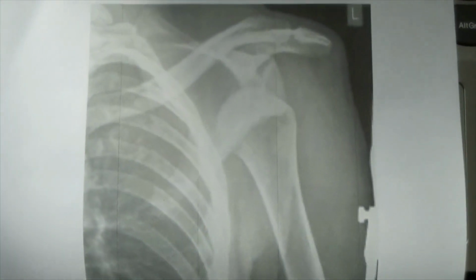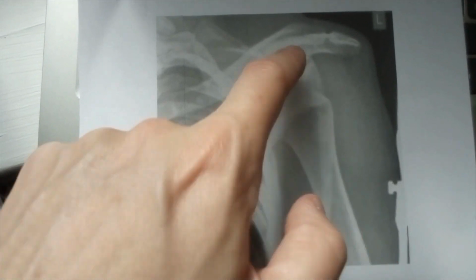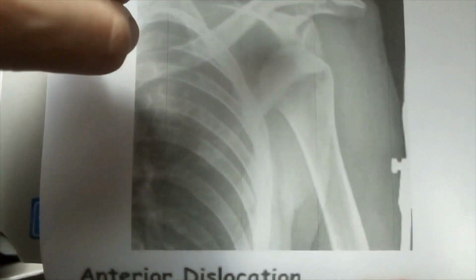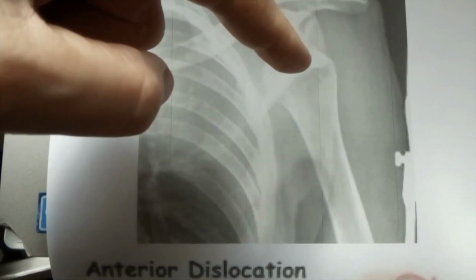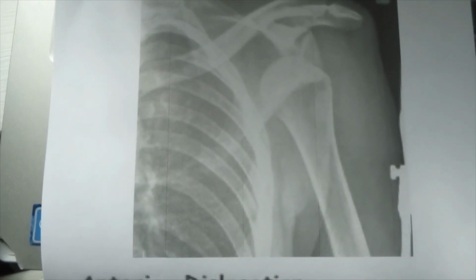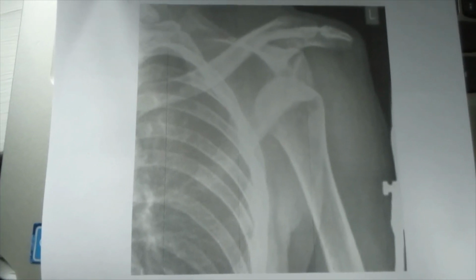And so if we look at this X-ray, you can see the socket around here, and the bone is just pulled out and pulled forward. And so that is the most common type of dislocation.